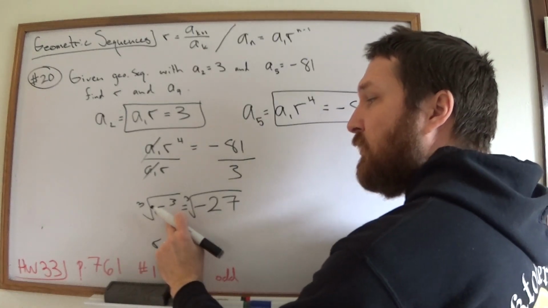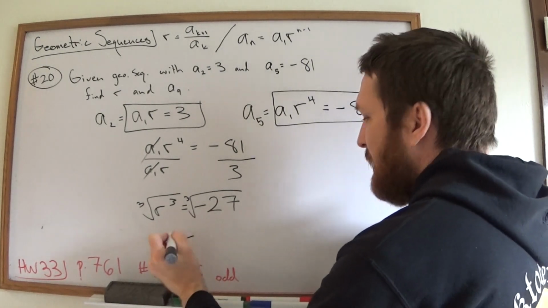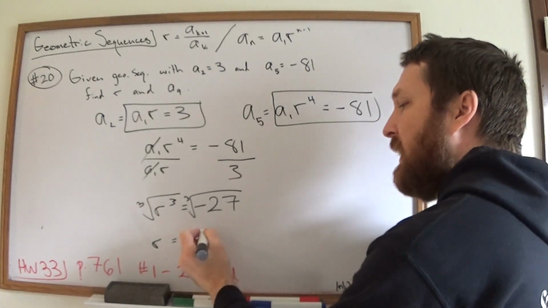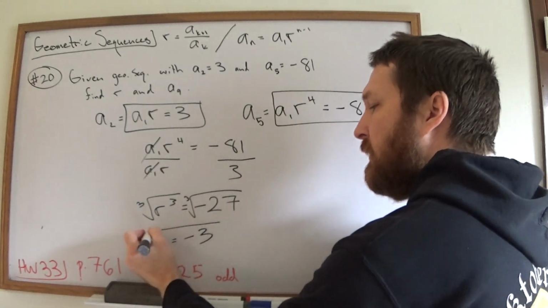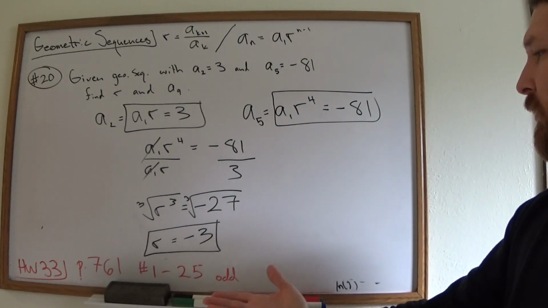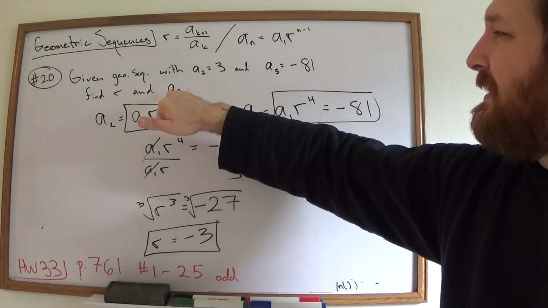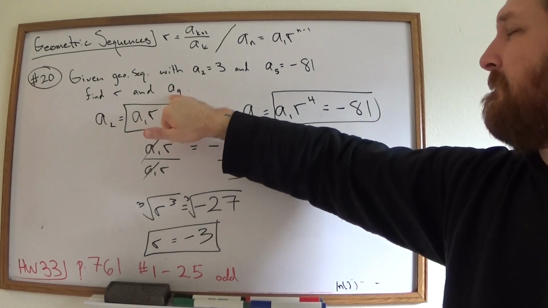Okay, so we took the cube root of r cubed, it's just r. Cube root of a negative just stays negative. That's perfectly fine, and it should be 3 right there. Okay? So, where are we? It told us to find r.